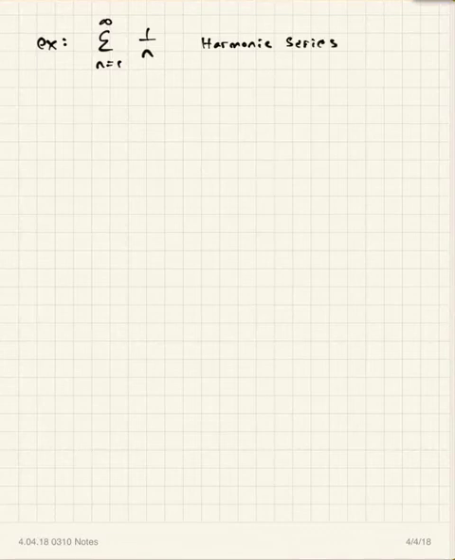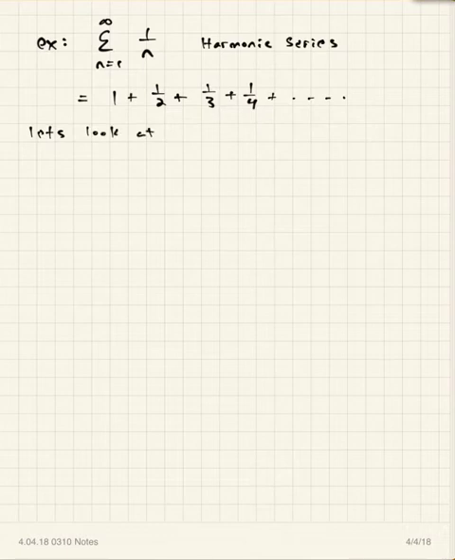And if you write out the terms of the harmonic series, this is just 1 plus 1/2 plus 1/3 plus 1/4 and so on. All right, and so let's look at the partial sums, just like I did in the last problem. So S sub 1 is just 1. S sub 2 would be 1 plus 1/2, which is 3/2.